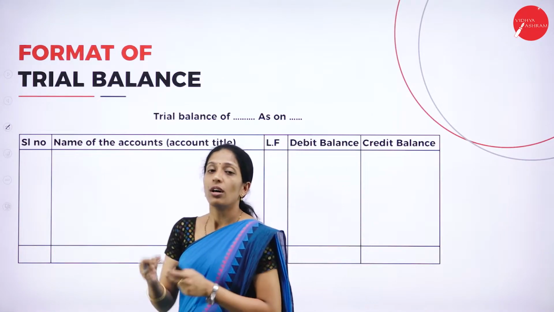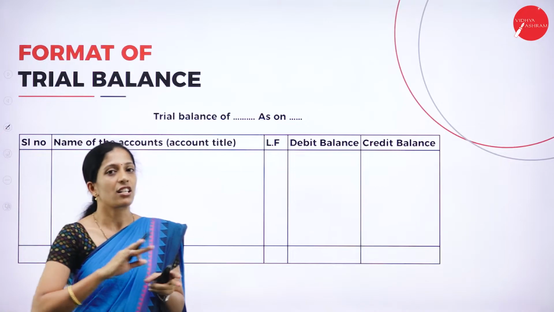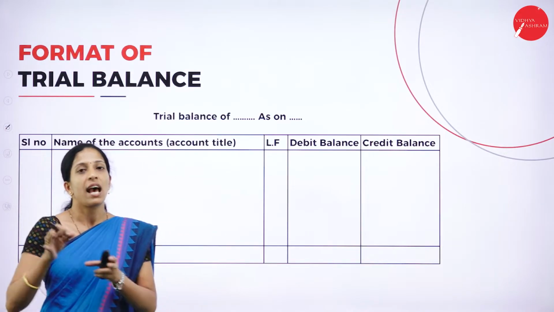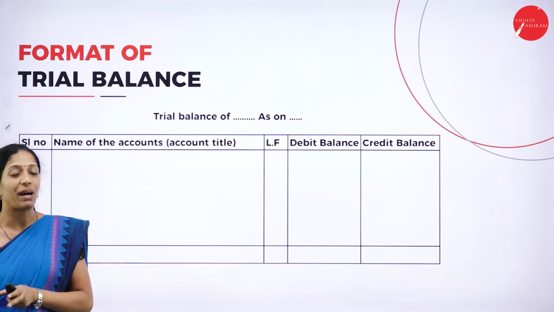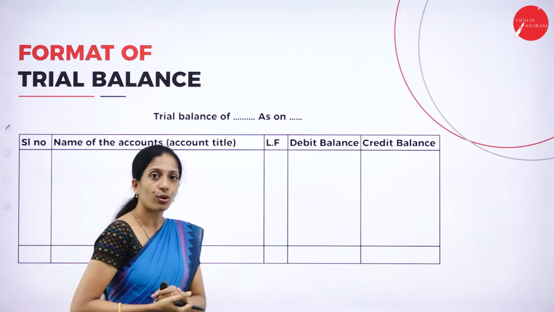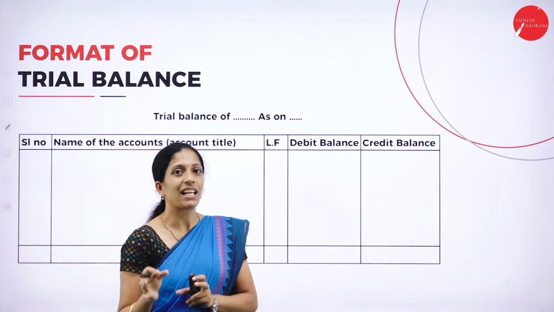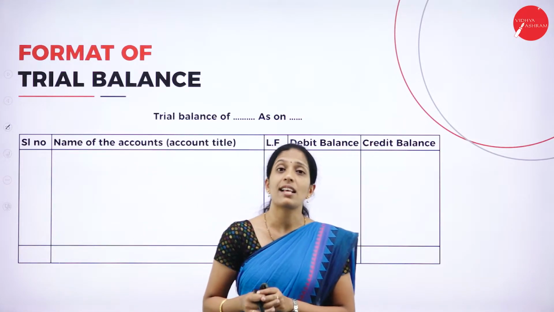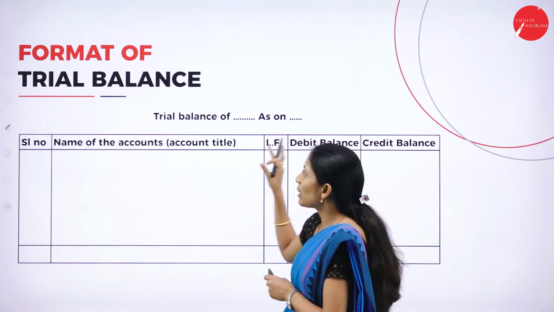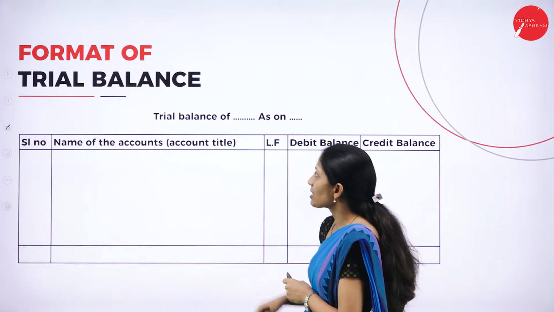As I told you, trial balance is a statement and it is not an account, which contains a list of all the debit balances as well as a list of all the credit balances, where the total of debit balances should be equal to the total of credit balances. And the main intention of preparing the trial balance is to check the arithmetical accuracy. So let us see what is the format here. So this is the format.